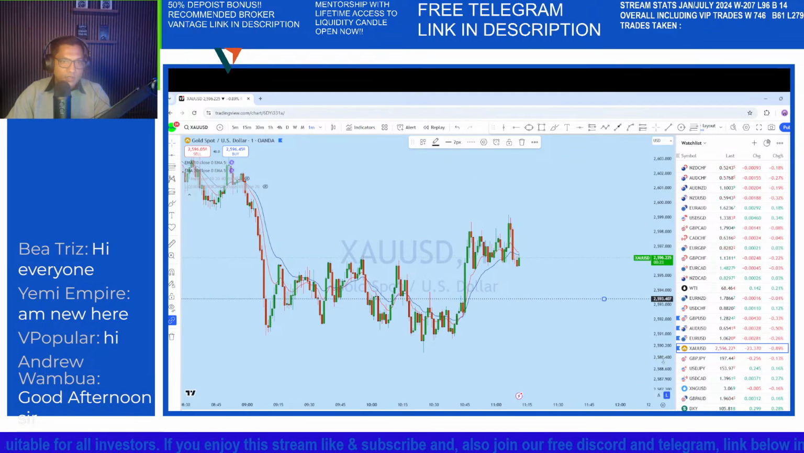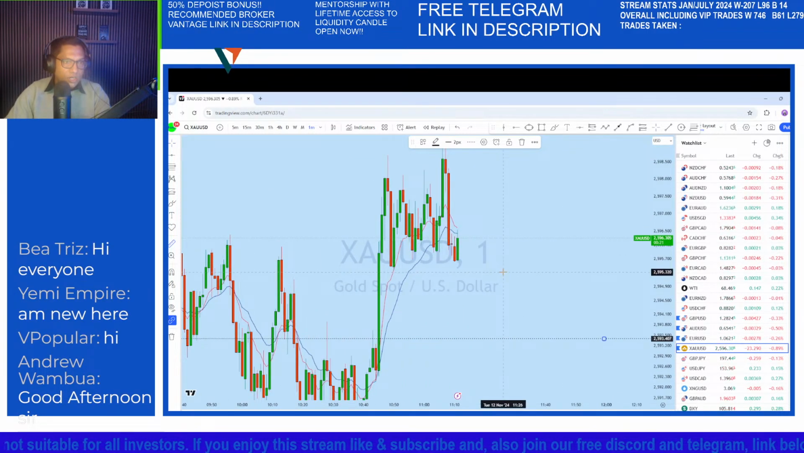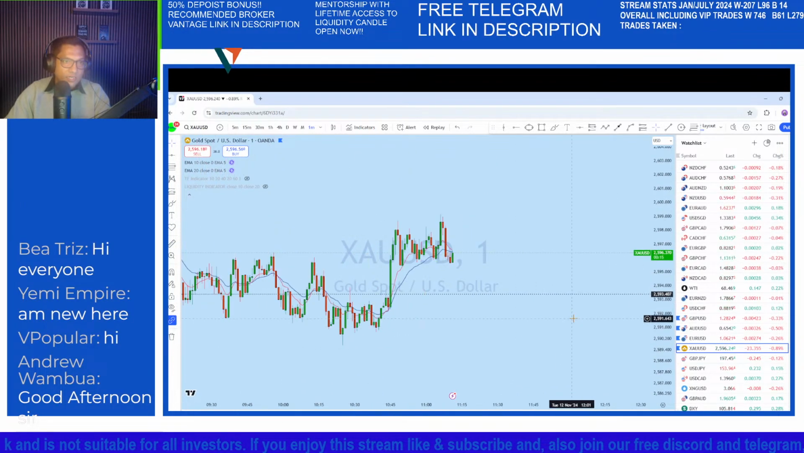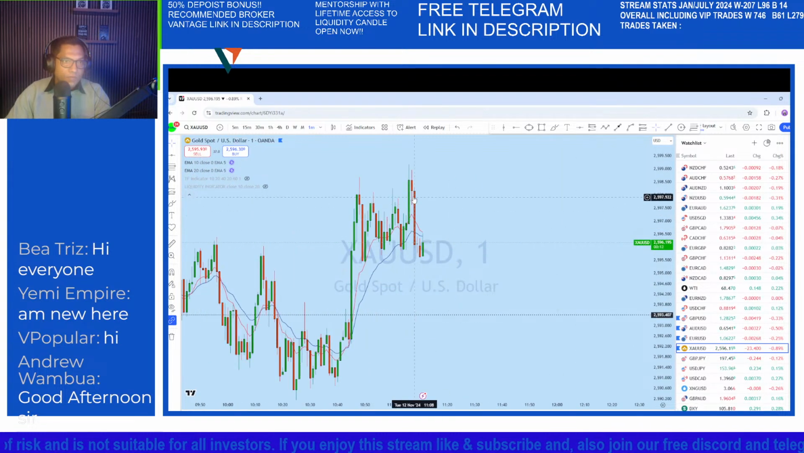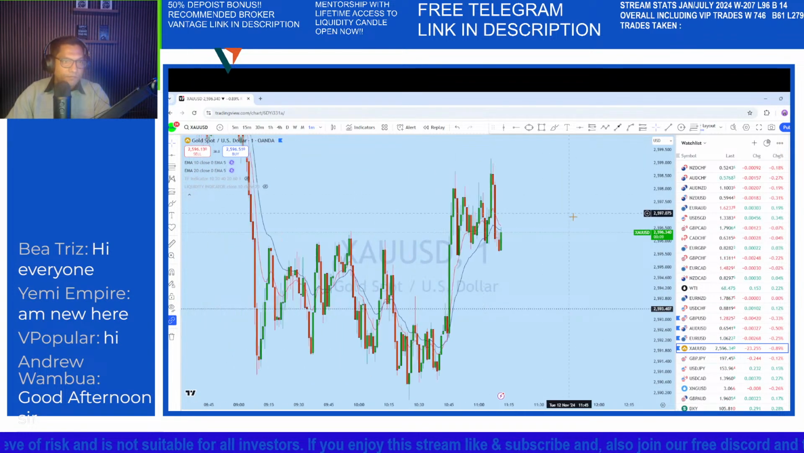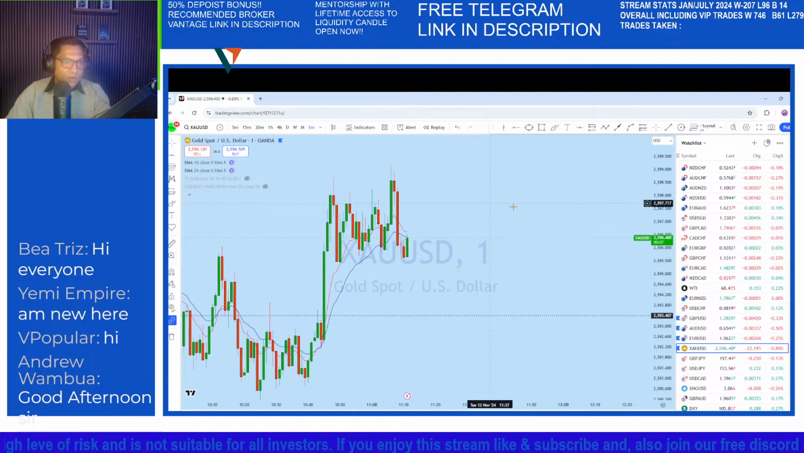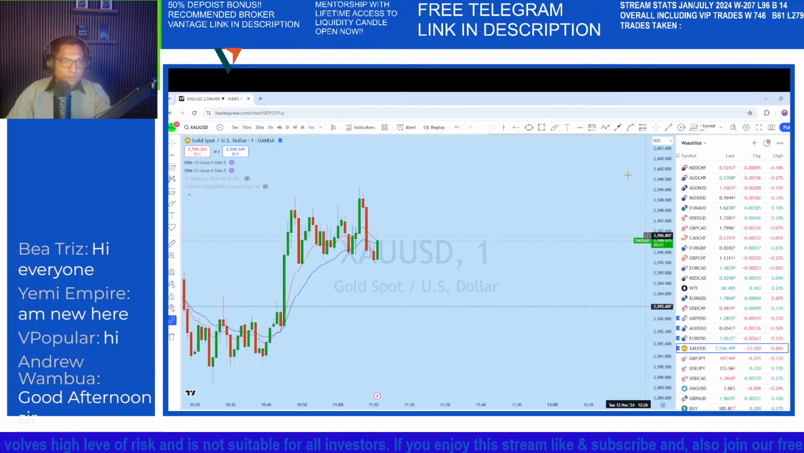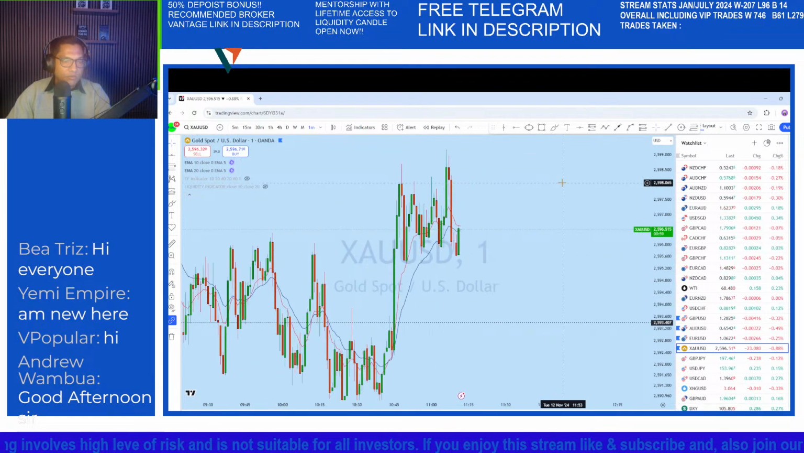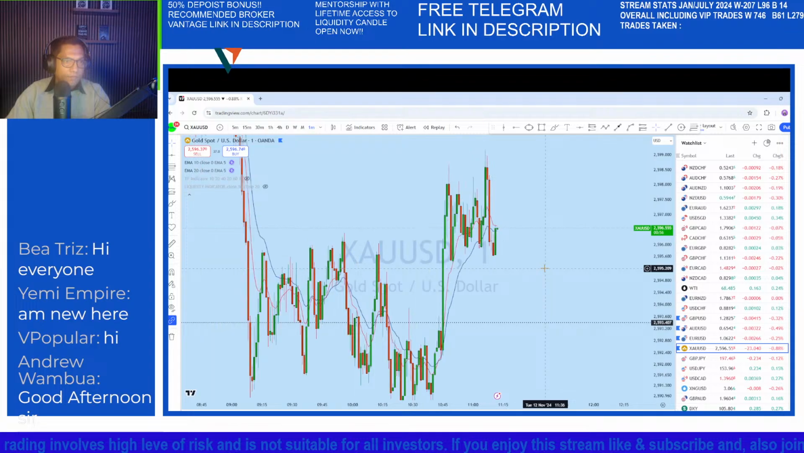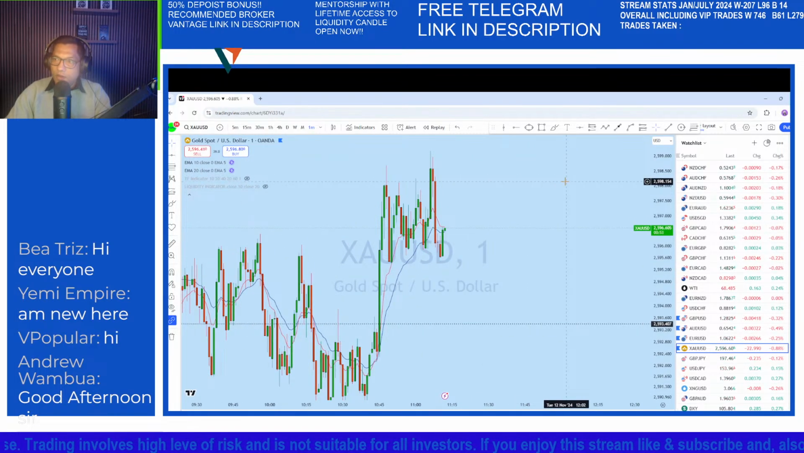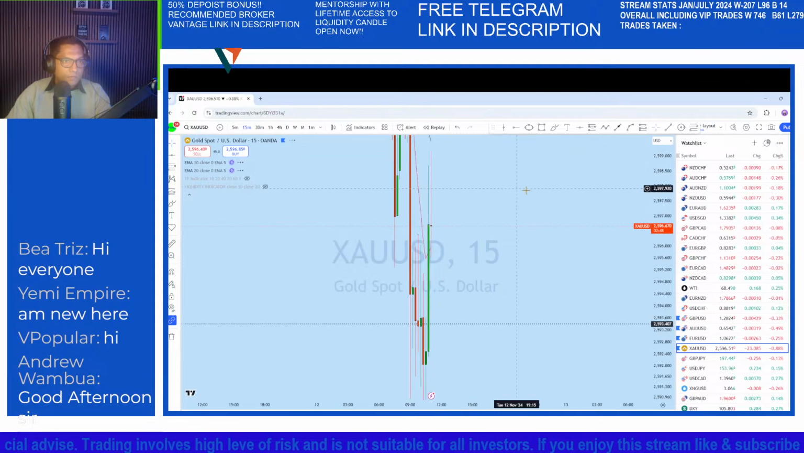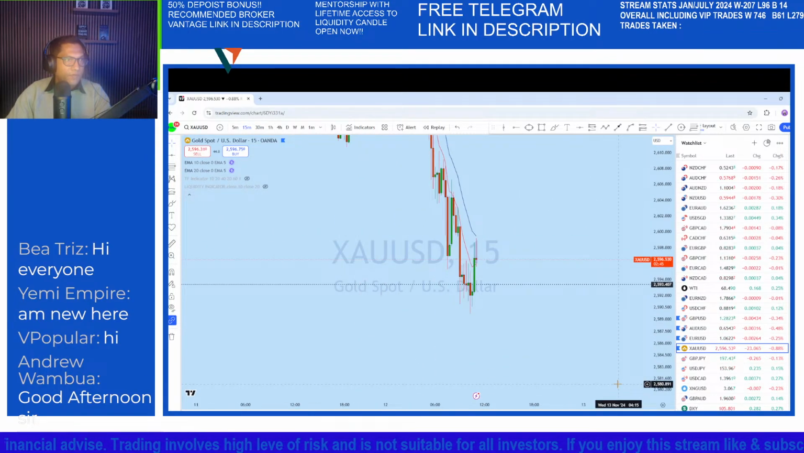If we look at the lower time frame, the 1 minute chart, I have just started the day. What you can see in this area is a false breakout here. With that false breakout, this is the 1 minute chart on XAUUSD. Okay, looking at the 15 minute chart.